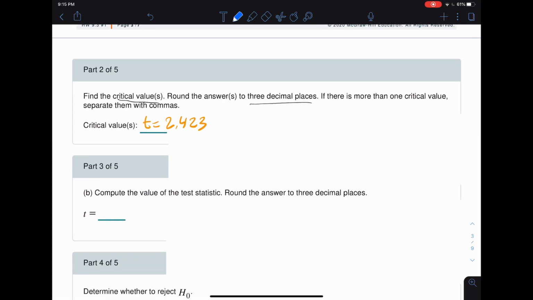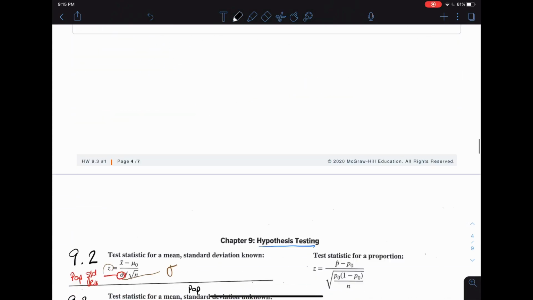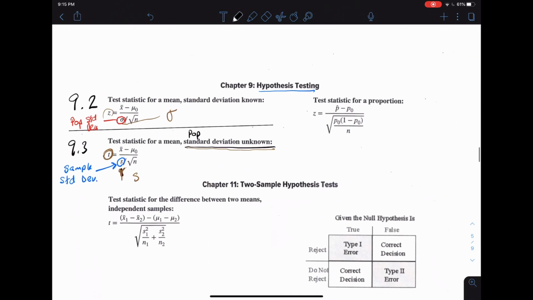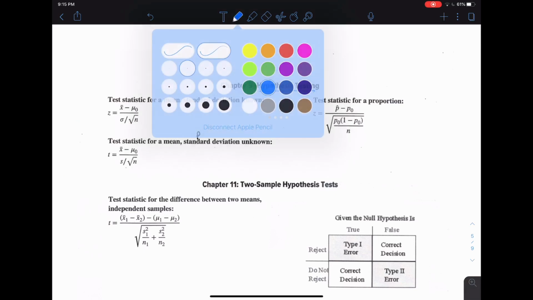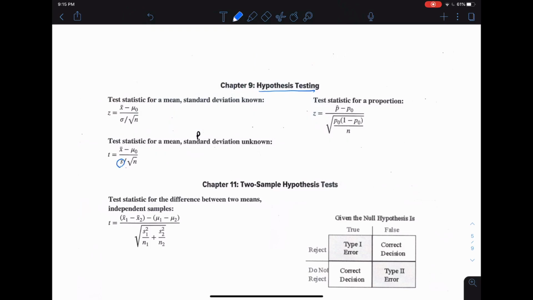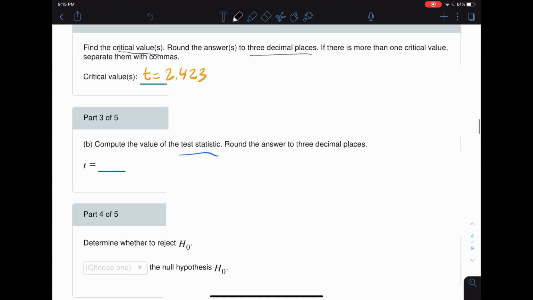Next, compute the value of the test statistic. Well, where do we get that from? Well, we have a formula. And maybe I should get rid of all this stuff. It's kind of sloppy here. And you can see that because we have the sample standard deviation and the population standard deviation is unknown, we're going to use the test statistic with a t. So we use this formula to plot our t-value and to see if we're going to reject or not.